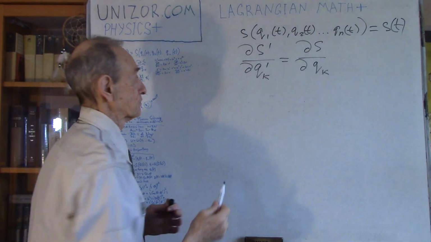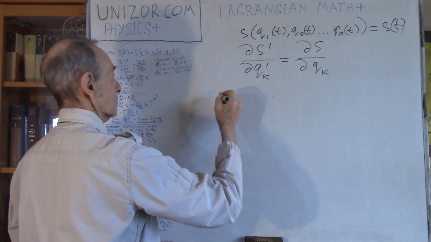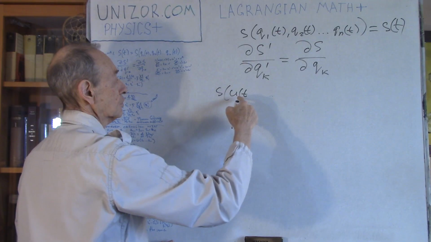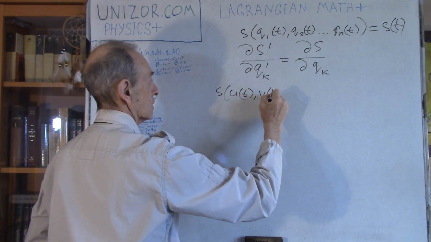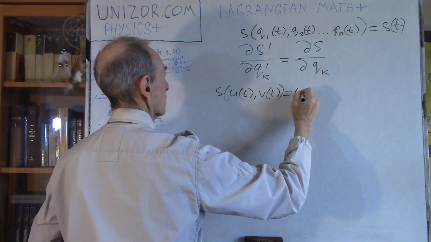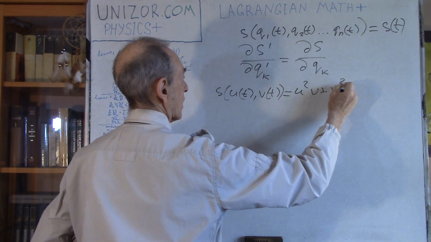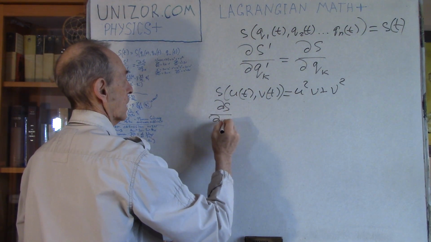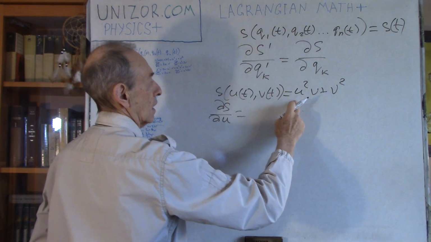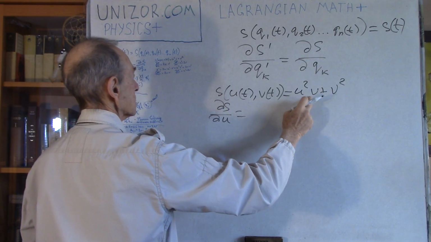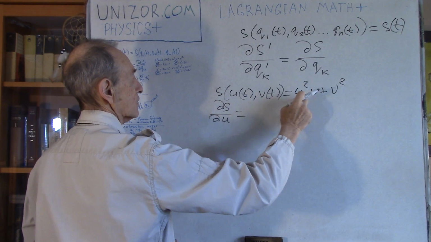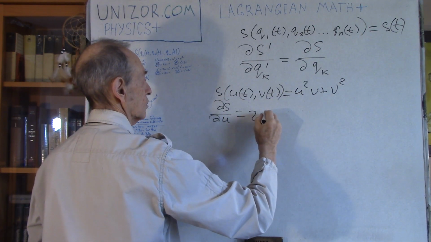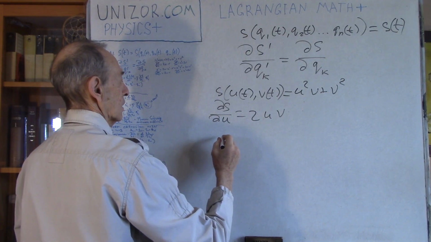They must be equal. Let me give you an example. For example, s of two functions, instead of q1, q2, I will use u and v. Let's say this is equal to u squared v plus v squared, just as an example. Now, if you do ds by du, what is it? Well, v is a constant, so it's just v times the derivative of u squared, which is 2uv, right? 2uv.